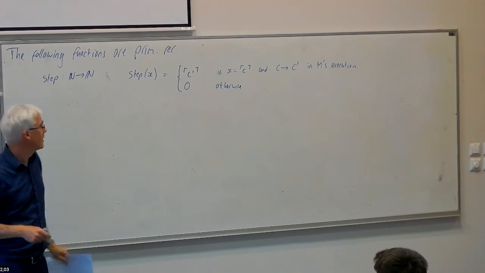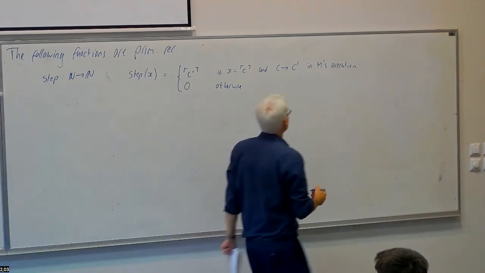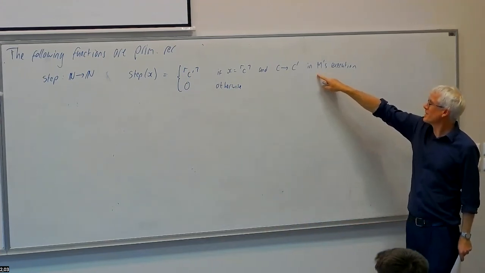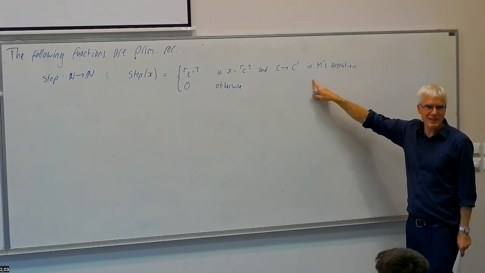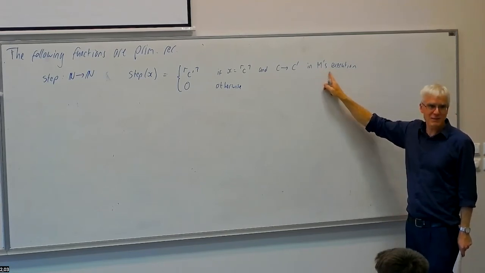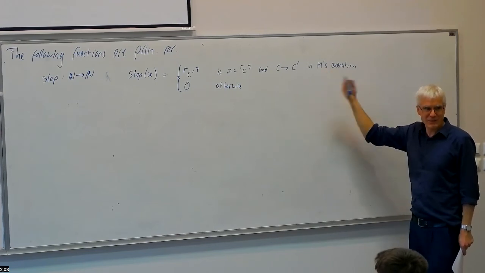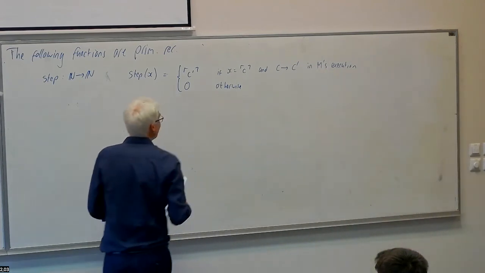Yes? Is there n prime or n? Oh, right, very good. There is no n prime. So this is the execution of the machine n. So I'm making a possessive out of n. How do they make a possessive in English, by apostrophe s? Yes, a good question.